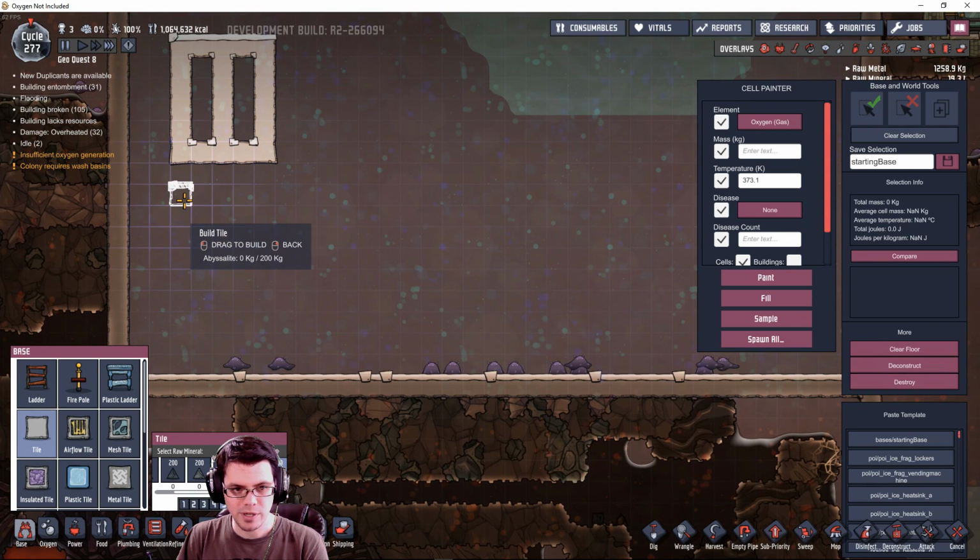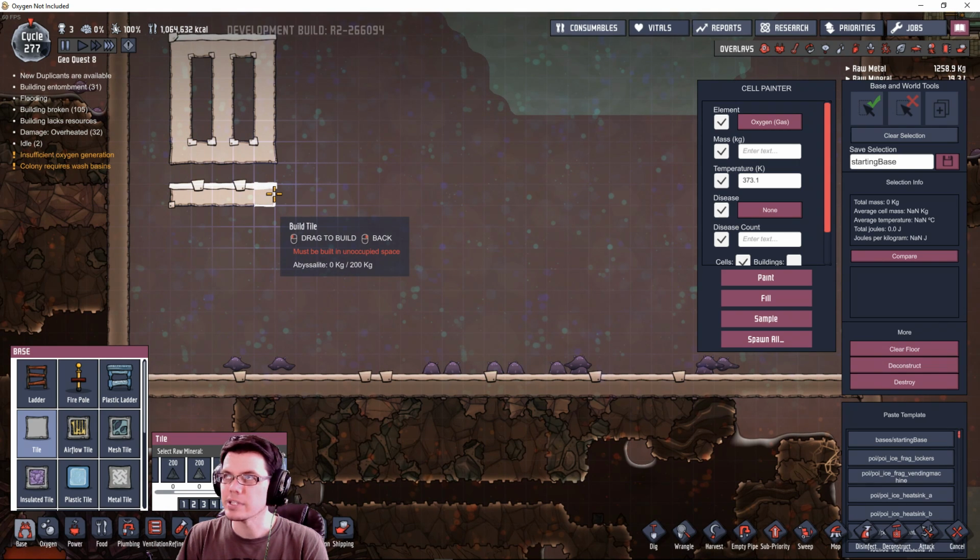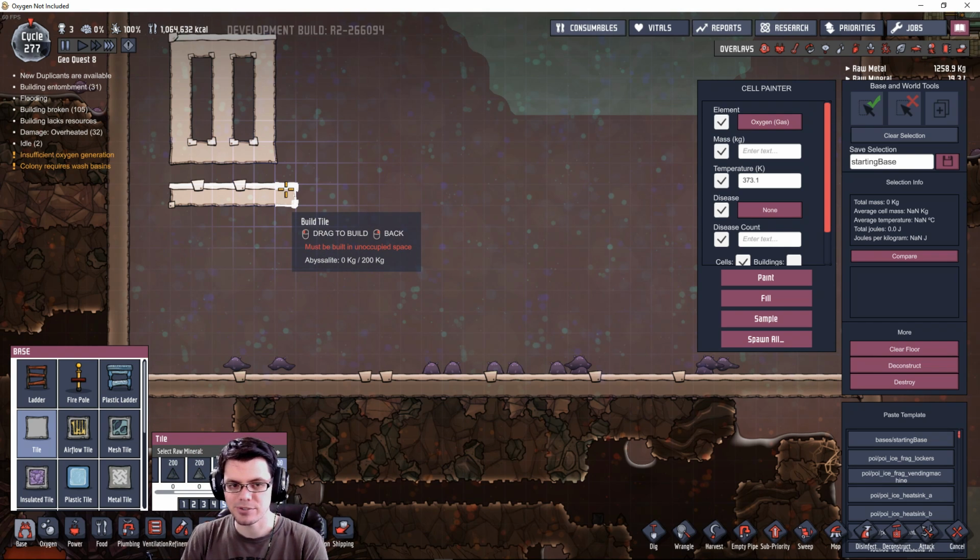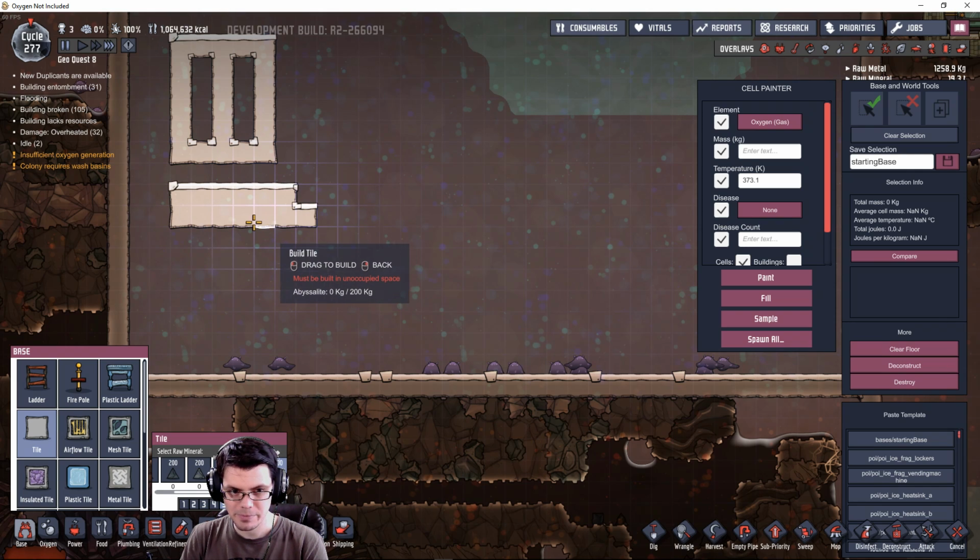So that is one tile. And now that we know that the thermal conductivity is the average of the two elements that are side by side, I want to see what happens when we double up the walls. Because the average between this and that should be really, really cold. Or it should basically be nothing.